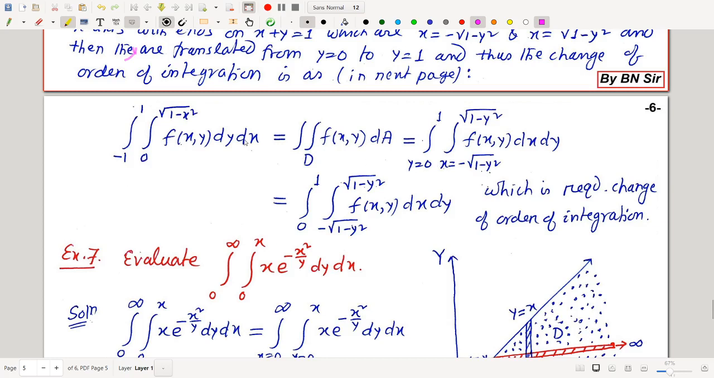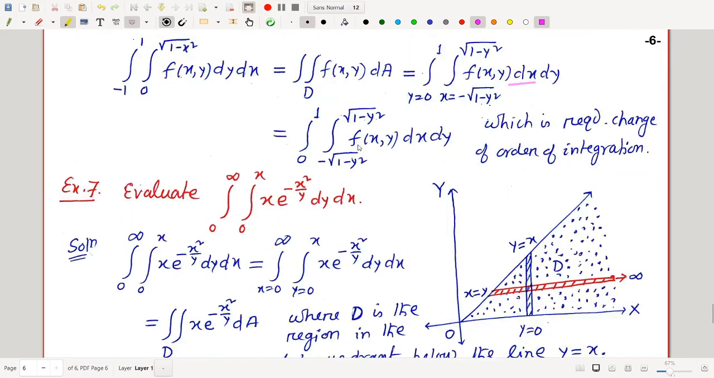Let us see this repeated integral given in the question, and this is equal to the double integral over dA. Now we describe it by strips parallel to the x-axis. So x equal to minus root over 1 minus y square to root over 1 minus y square, f of x y dx dy. Here we integrate with respect to x first, dx, and then with respect to y, limit 0 to 1, already discussed. And you can write it like that as in the question. So this is the required change of order of integration.